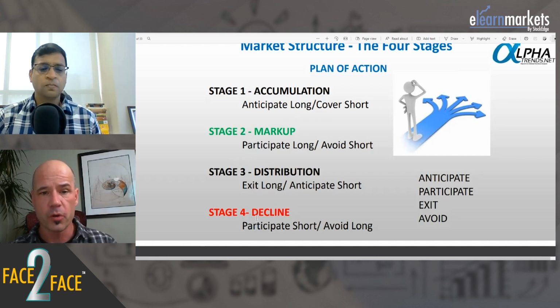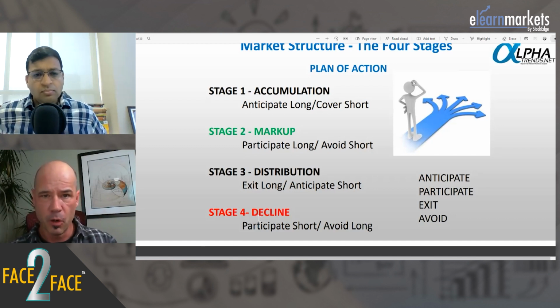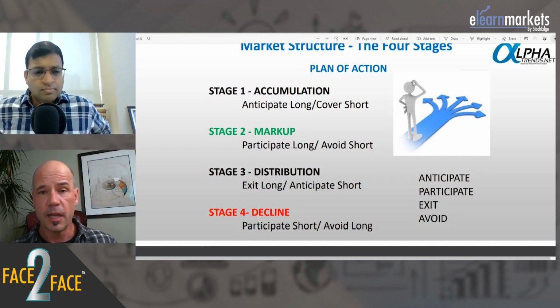And then in a stage 4 decline, that's where we participate on the short side and avoid the long side. Again, we can make money trading those bounces. Some of the most spectacular short-term rallies occur in a downtrending market. So if you're nimble and you can day trade, for instance, like I said, I was day trading today. We did finish positive. We were down most of the day. So we want to anticipate the moves so we're not chasing things, participate when we have price confirmation, exit when the market tells us to, and then avoid it.